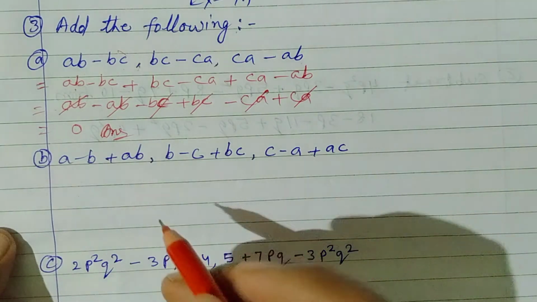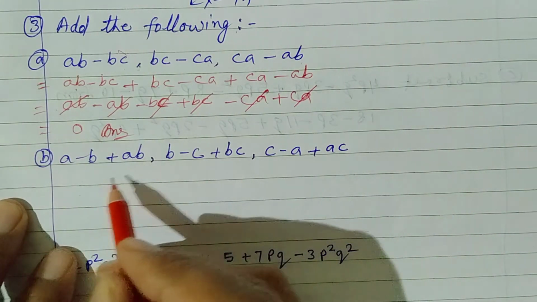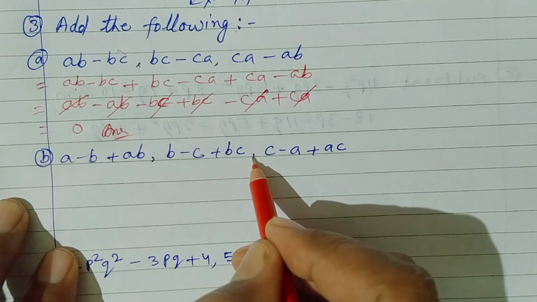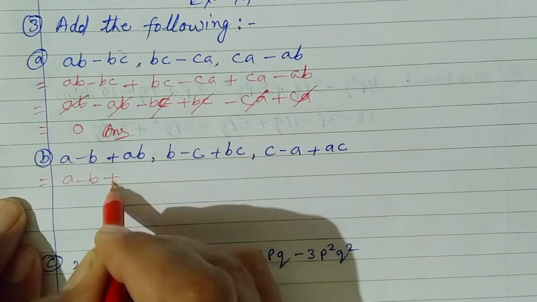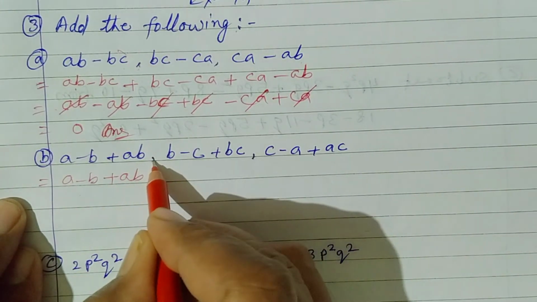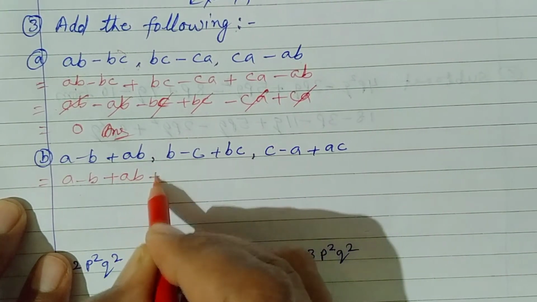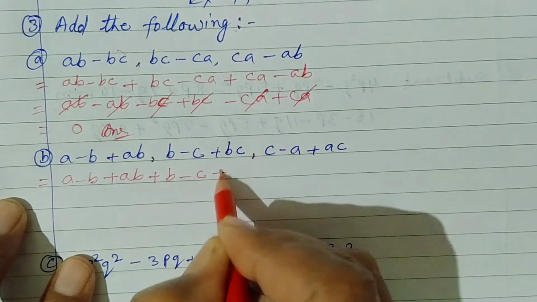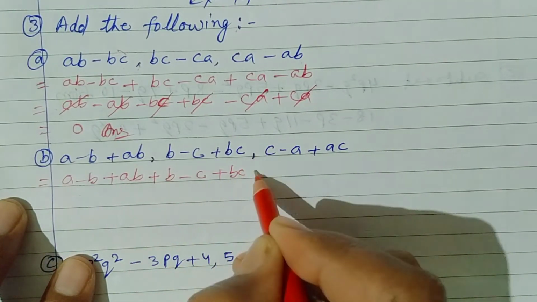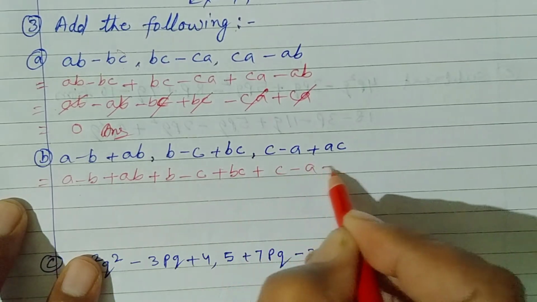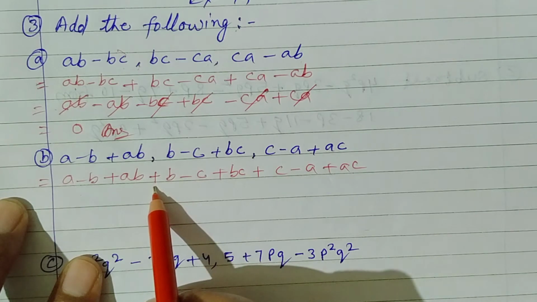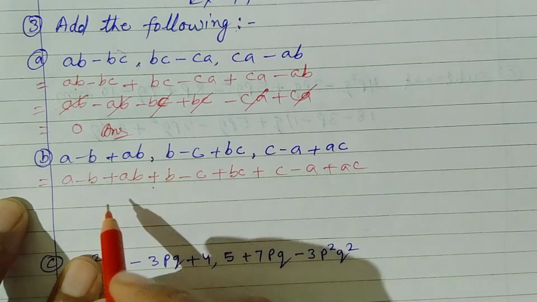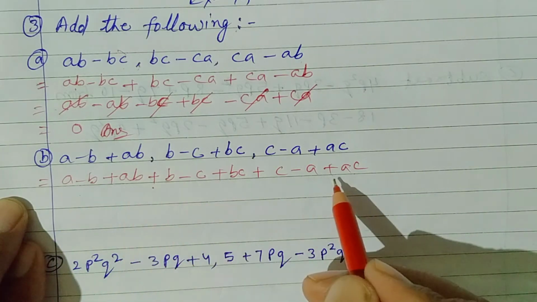So this way all the sums are very easy. Just see carefully. In each question, remove the comma and put a plus sign. This way: A minus B plus AB. Here is the comma, remove it and put a plus sign. B minus C plus BC. Again remove the comma and put a plus sign. C minus A plus AC. Do you know why we remove the comma and put a plus sign? Because we have to add. That is why.